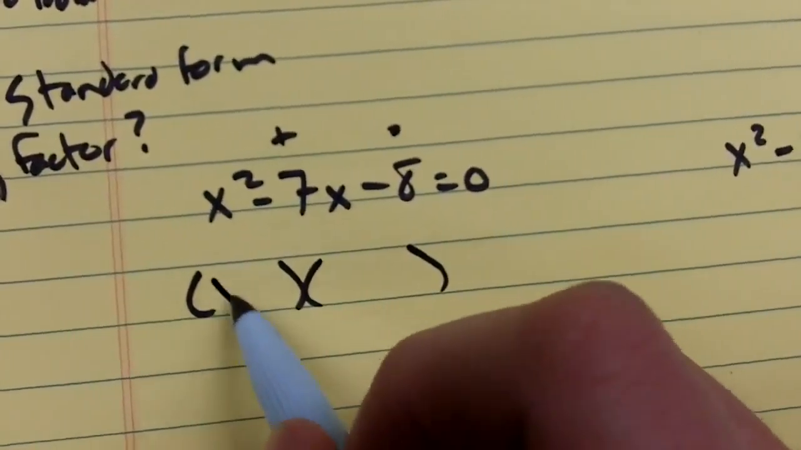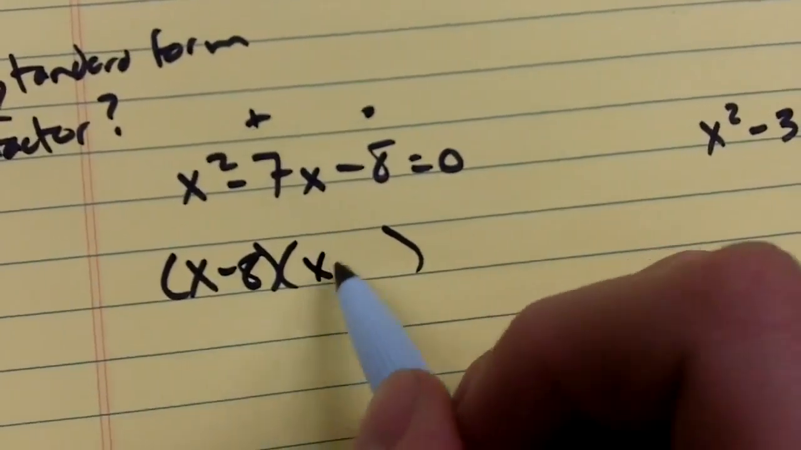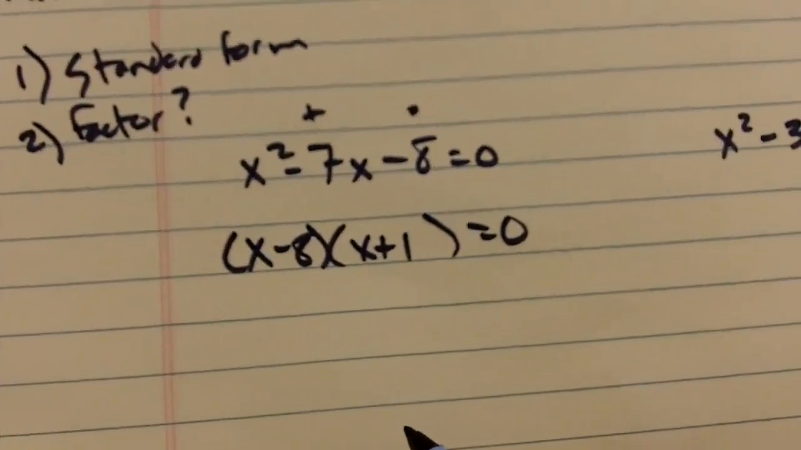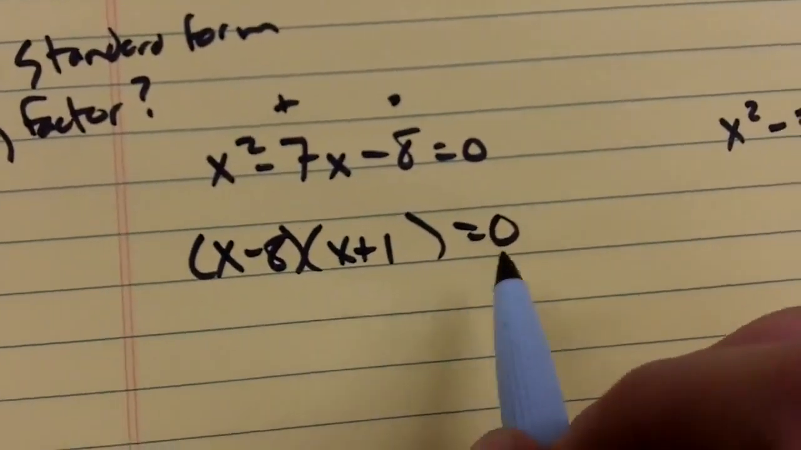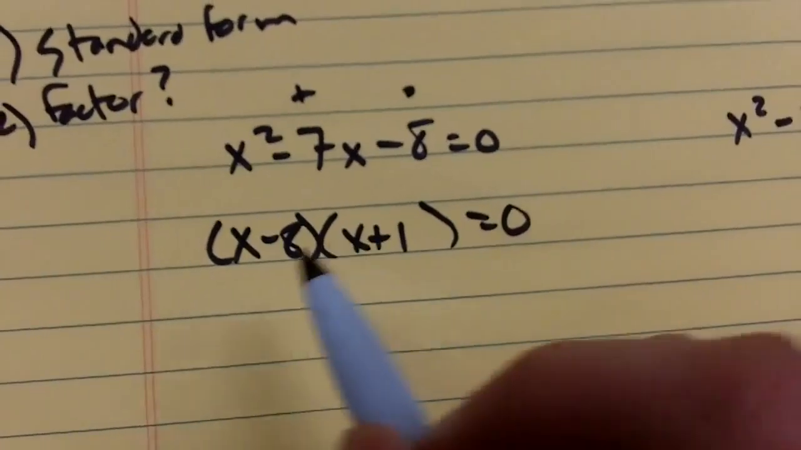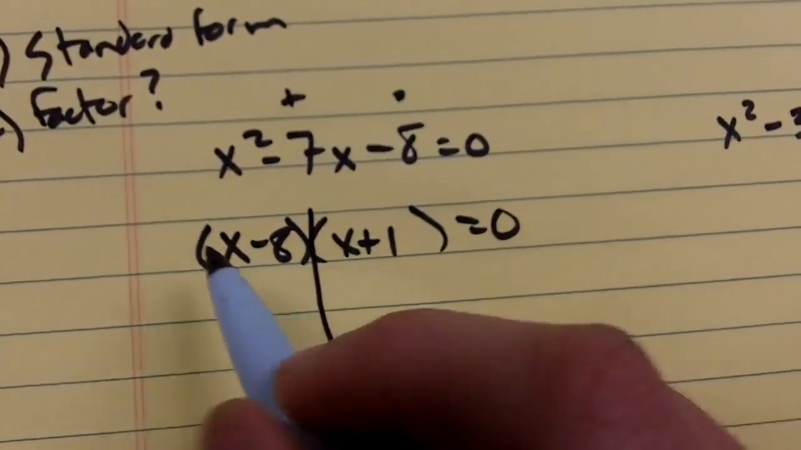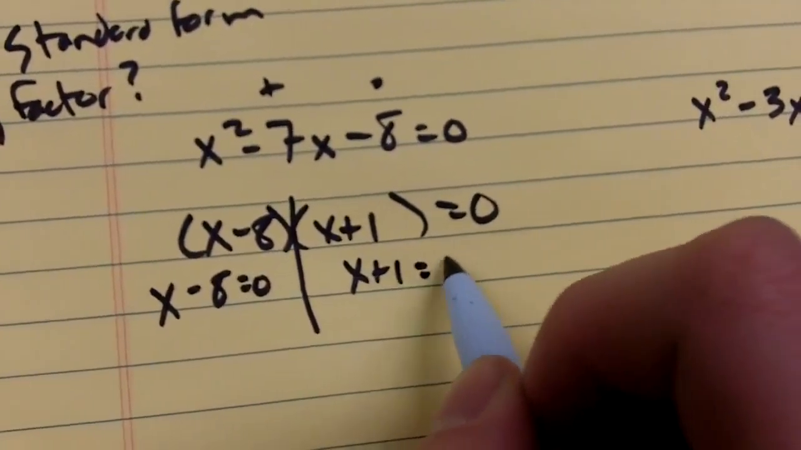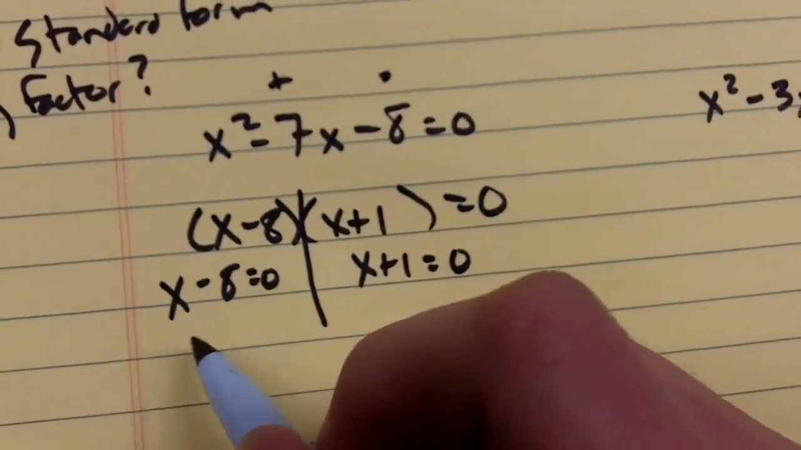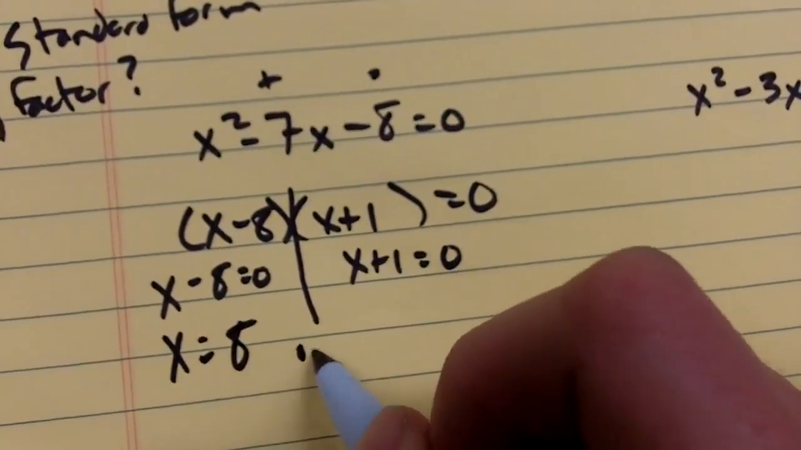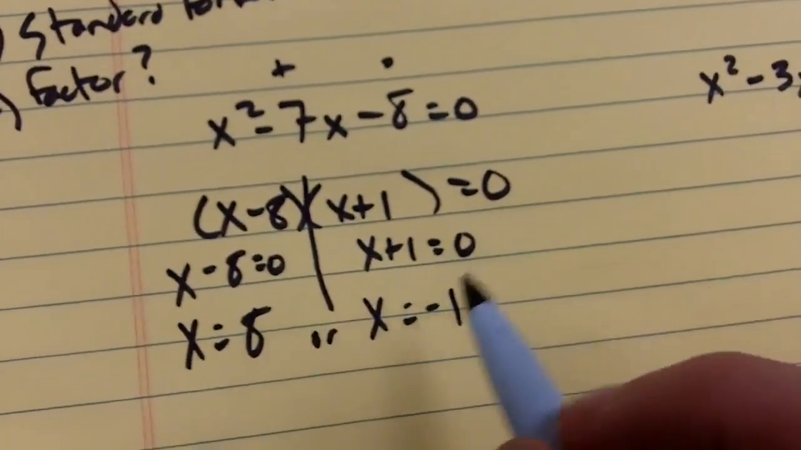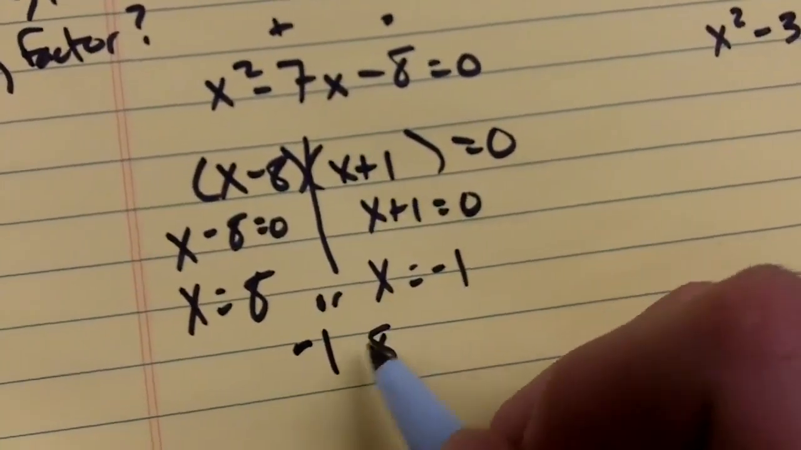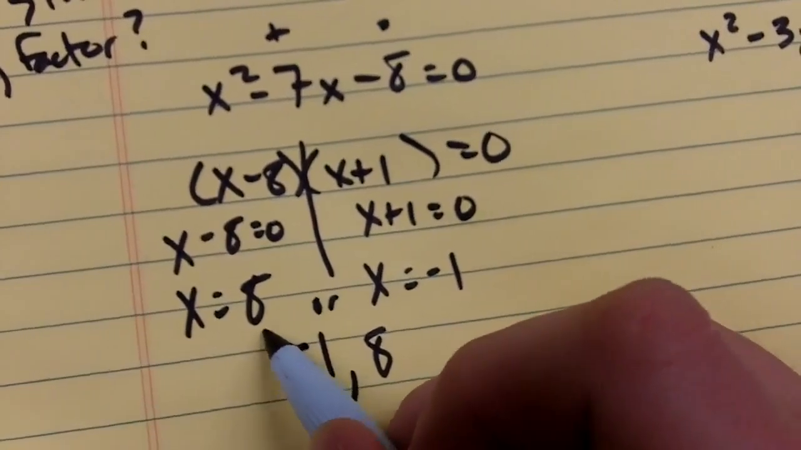Pretty easily done. x minus 8, x plus 1 equals 0. Now, we went over this in class, the zero product property: if I have two things that multiply and give me 0, that means one or the other of them has to be 0. It's the only way it works. So either x minus 8 equals 0 or x plus 1 equals 0. Which means x equals 8 or x equals -1. So my solution set is -1 or 8. Those are my two answers.